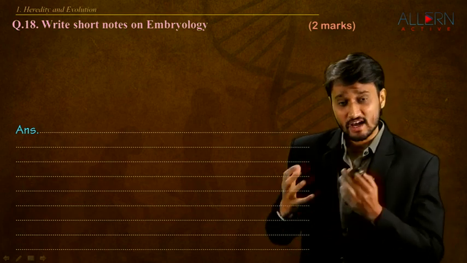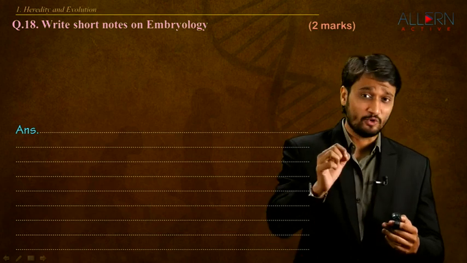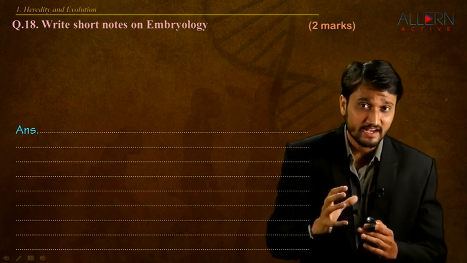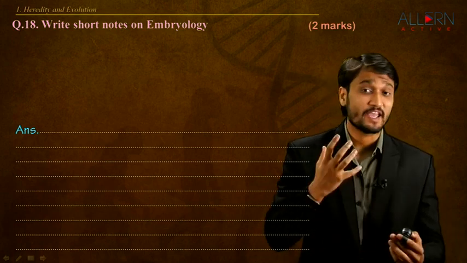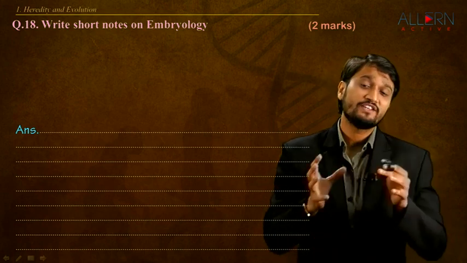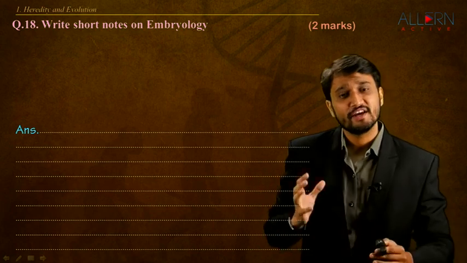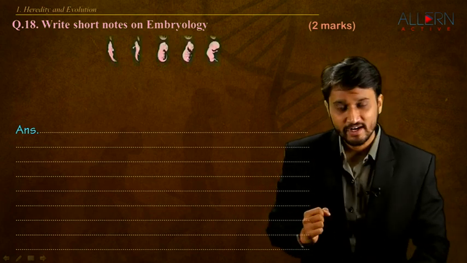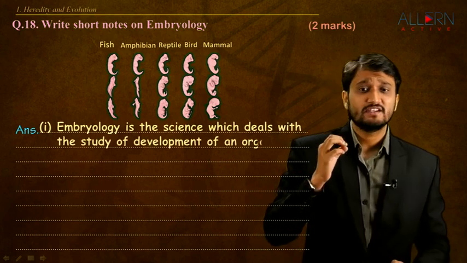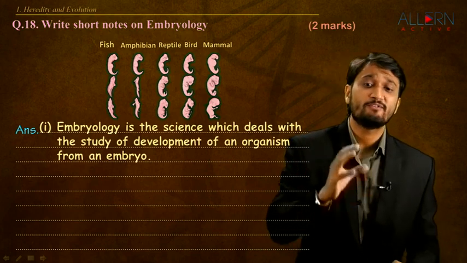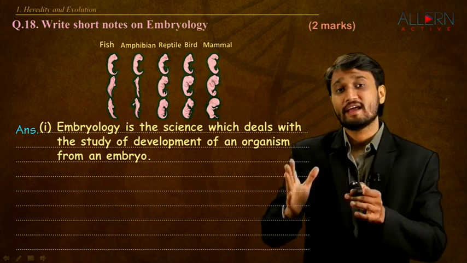So our life starts off in the form of a zygote, which is a single cell. This cell divides and redivides and ultimately forms a mass of cells called embryos. Now the study of these embryos of different creatures is called embryology, right? So initially, that is exactly what we mentioned. Embryology is the science which deals with the study of development of an organism from an embryo.